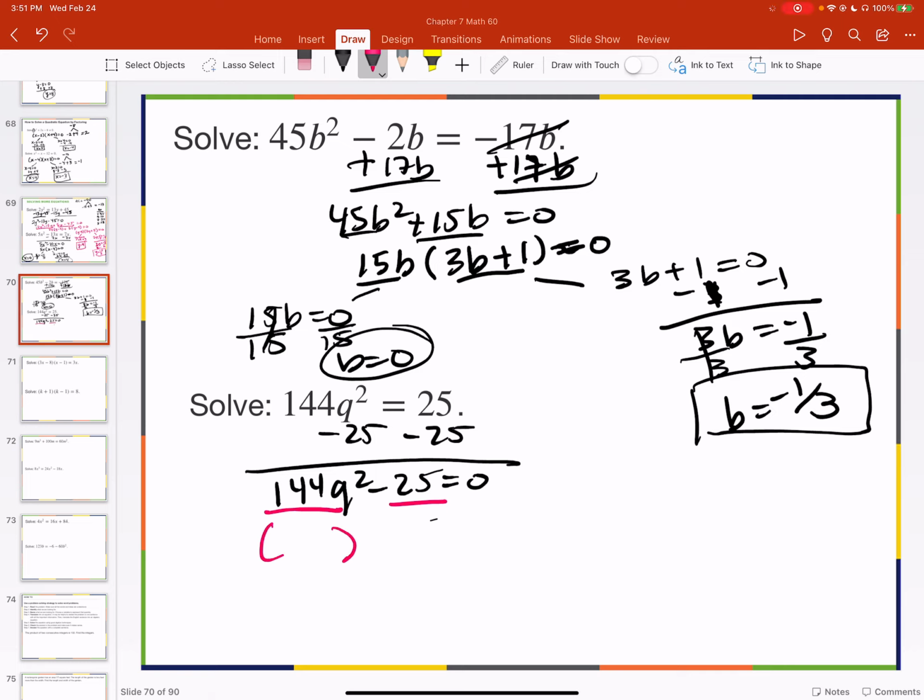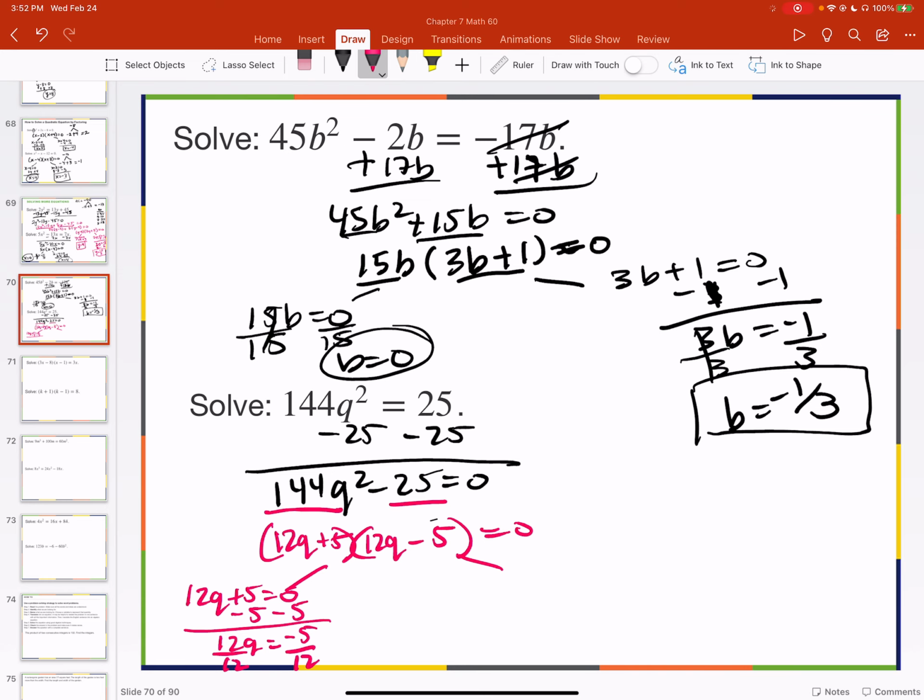So this is going to factor to become 12q plus 5, 12q minus 5, and those are both equal to 0. Zero product property: 12q plus 5 is equal to 0. Let's solve for q. 12q is equal to negative 5. So q is equal to negative 5/12. So that's one of them.